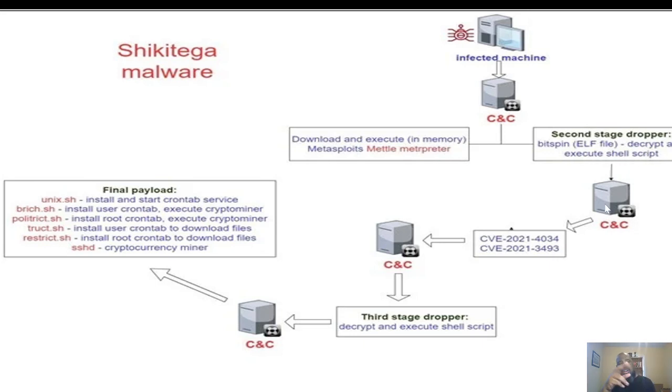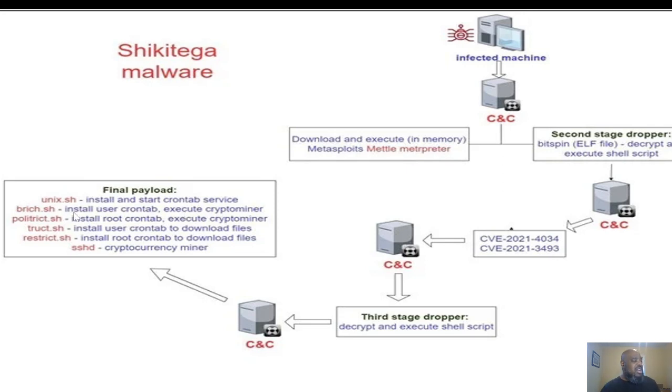When we go through the article, we're just going to highlight a few of those inside the code and see what makes it a little different, right? These are the two CVEs, 2021-4034 and 2021-3493. Once again, to the command and control server. Third stage dropper, decrypt and execute the shell. Then the final payload is what gets loaded on there to start encrypting and messing your computer up.